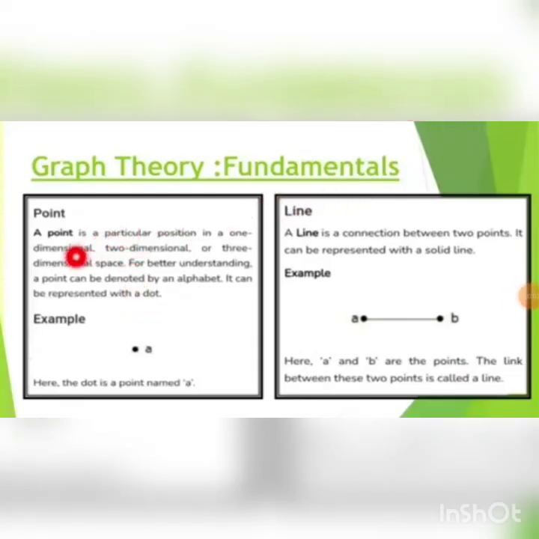Fundamentals of graph theory. Point. A point is a particular position in a one-dimensional, two-dimensional, or three-dimensional space. For better understanding, a point can be denoted by an alphabet. It can be represented with a dot. For example, here the point A is represented as a dot. Now, line. A line is a connection between two points. It can be represented with a solid line. Here A and B are the points. The link between these two points is called a line, that is AB.